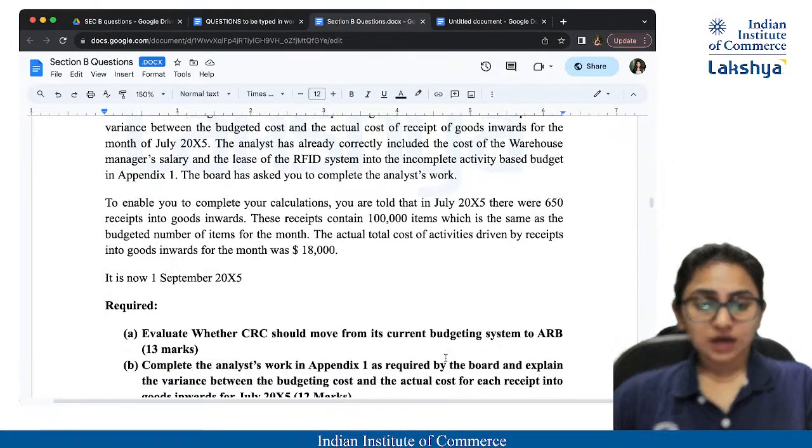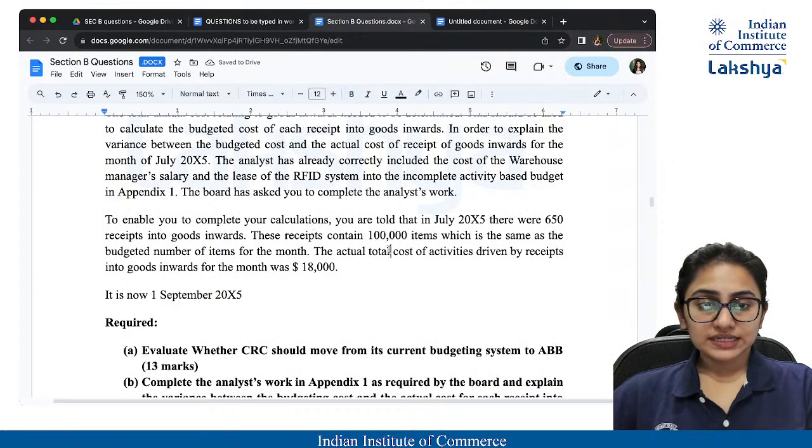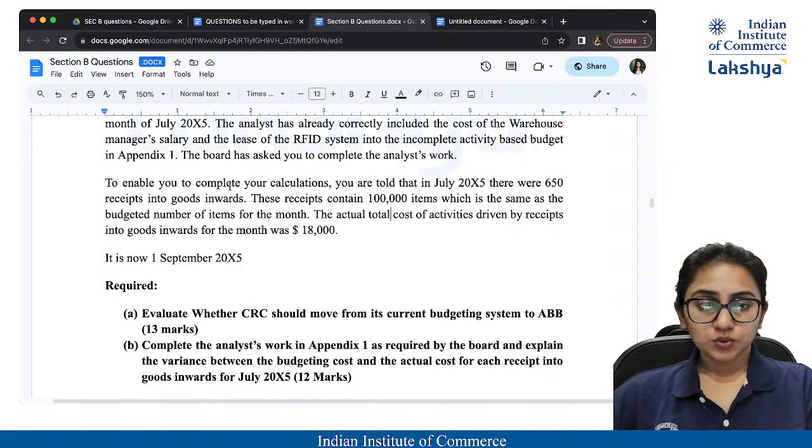The board has asked you to complete the analyst's work. To enable you to complete your calculations, you are told that in July 20x5, there were 650 receipts into goods inward.